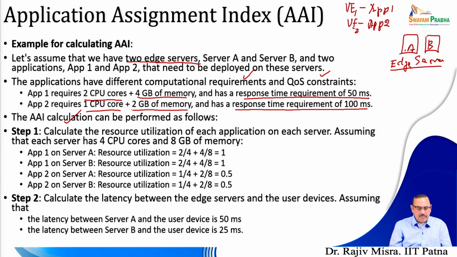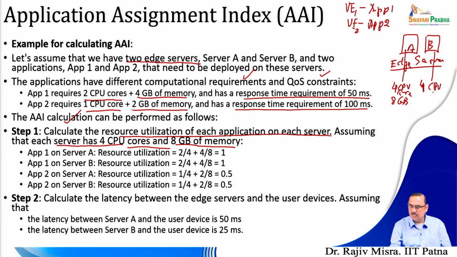So, in step 1 we have to calculate the resource requirement of each application on each server, assuming that each server has 4 CPU cores and 8 GB of memory. So, this has 4 CPU cores and 8 GB of memory. This also has 4 CPU cores and 8 GB memory.